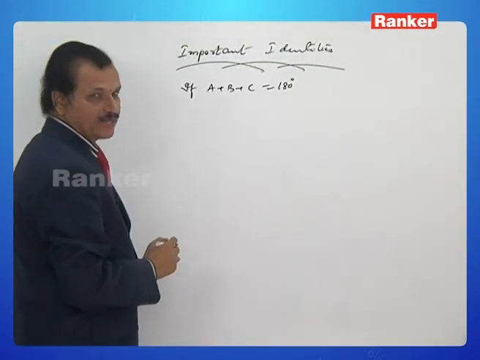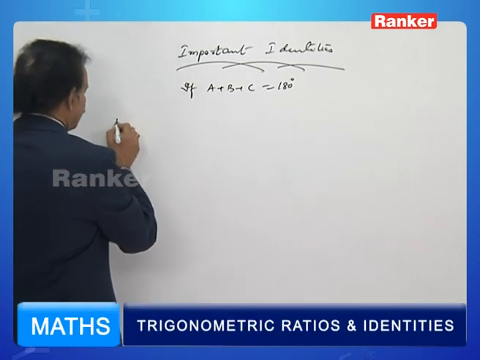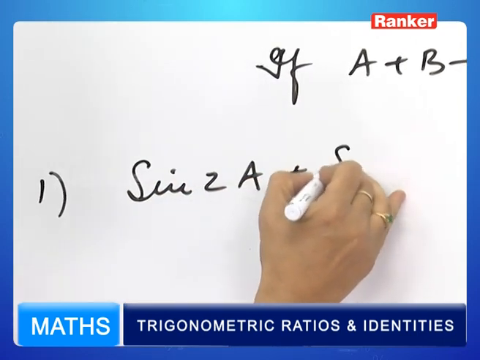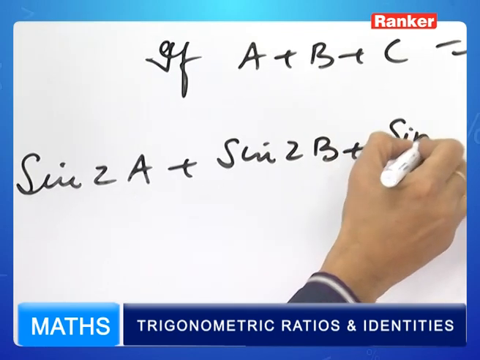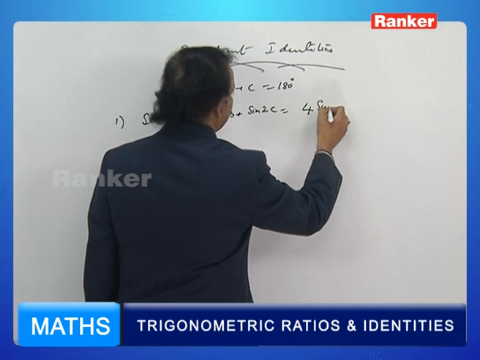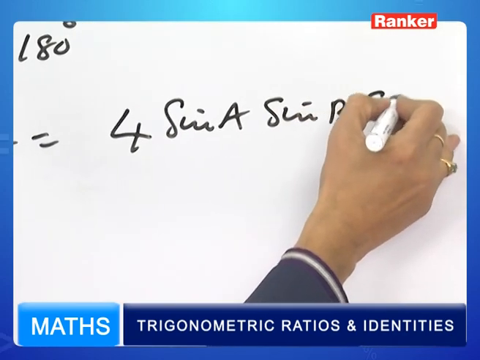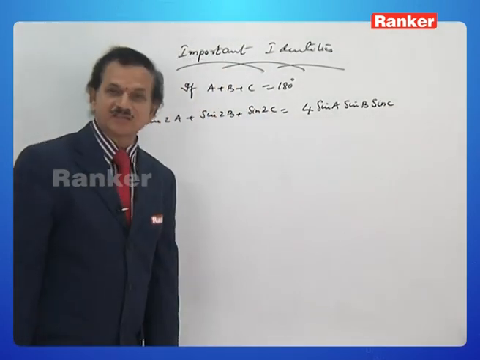The very first identity under this heading, that is, if A plus B plus C is equal to 180, is number 1. Sin 2A plus sin 2B plus sin 2C is equal to 4 sin A sin B sin C. It is one of the most standard results and identities.